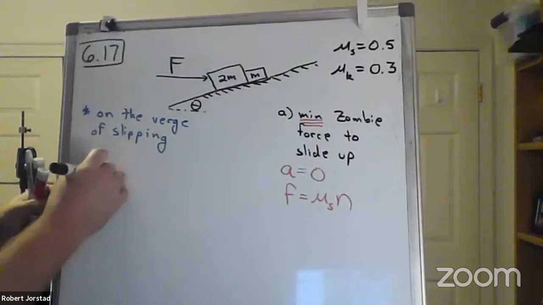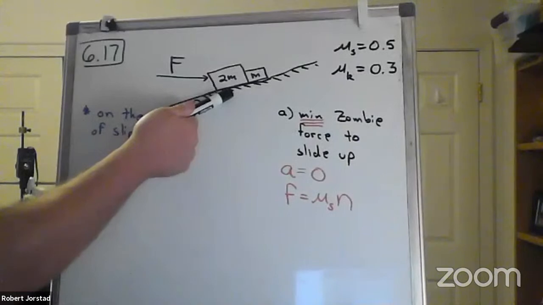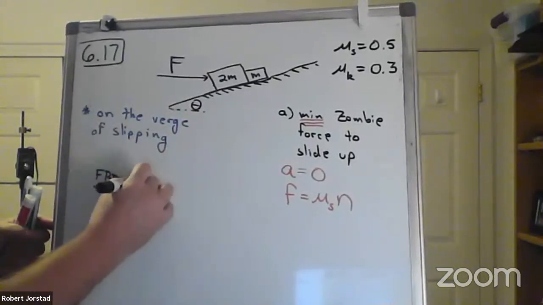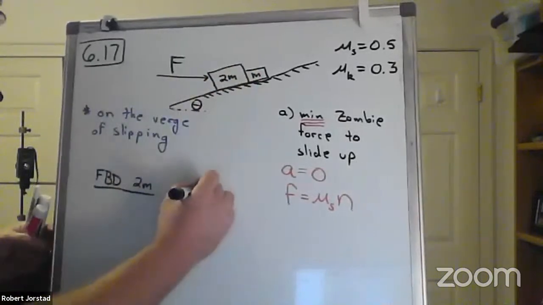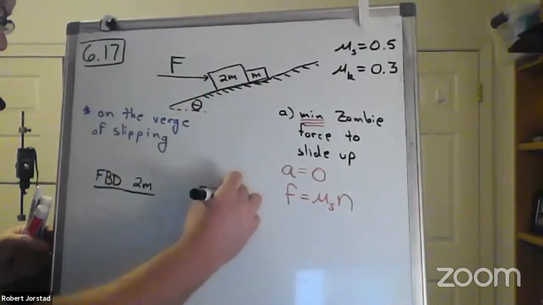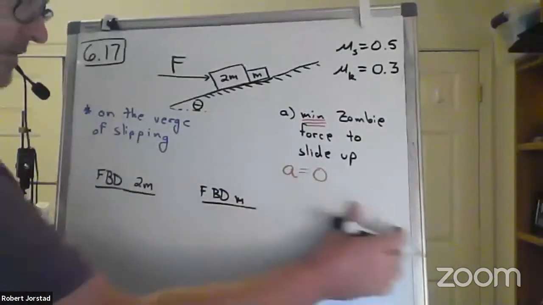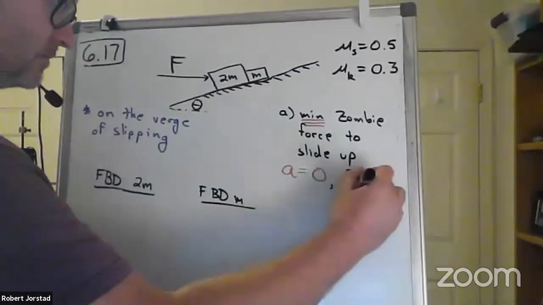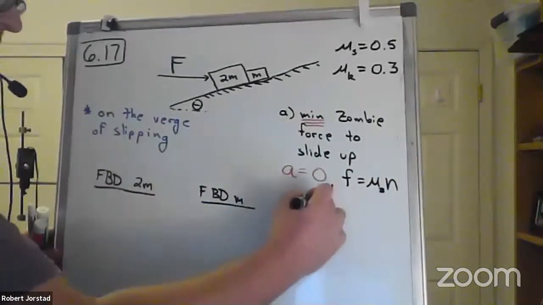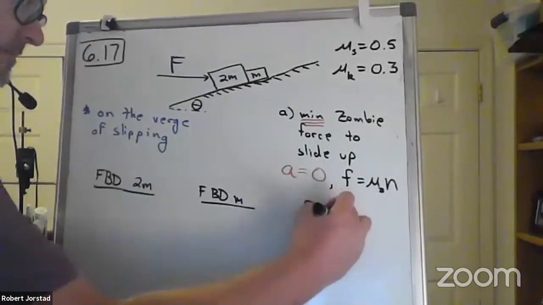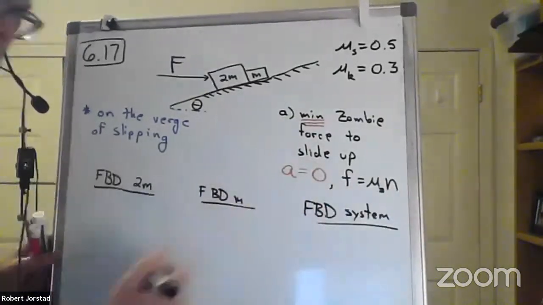And then I know this seems a little bit crazy, but 2M is over here. So why don't we draw it over here? M is right here. And then this is kind of in the way. Let me move this up. Let's do FBD of the system over here.